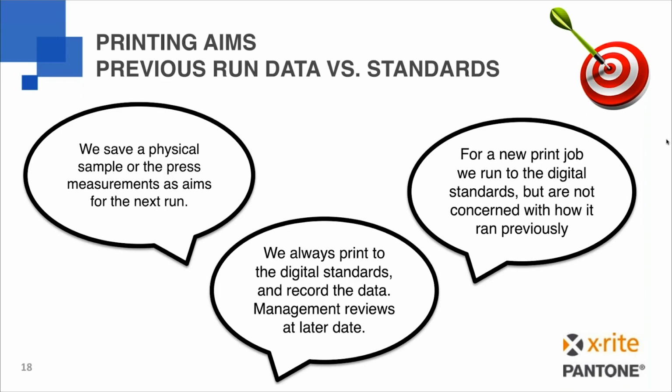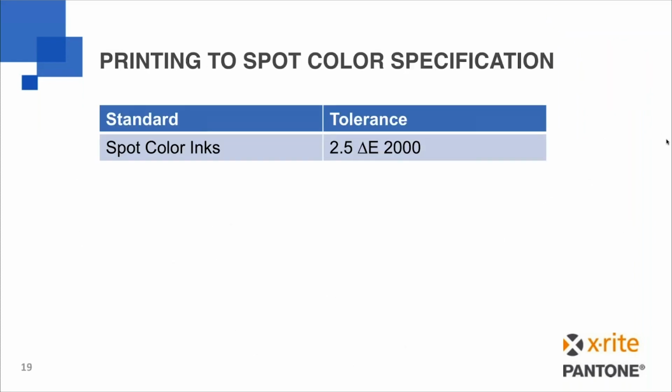There are some operators and shops that are going to continue to run standards, but they're not necessarily concerned with any kind of previous run. And probably the very best way to go is to print the digital standards, but also record the data and review it later. That way you can see trends of what's happening. As you move across from this first example to the last one, there are tools that can help you get there.